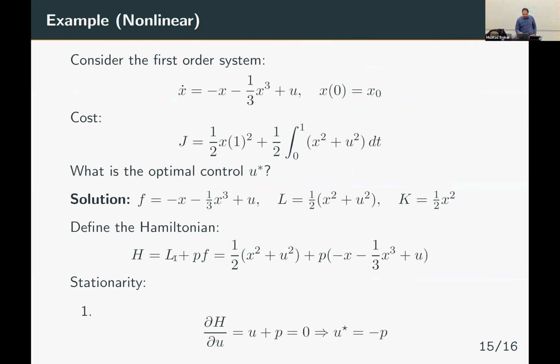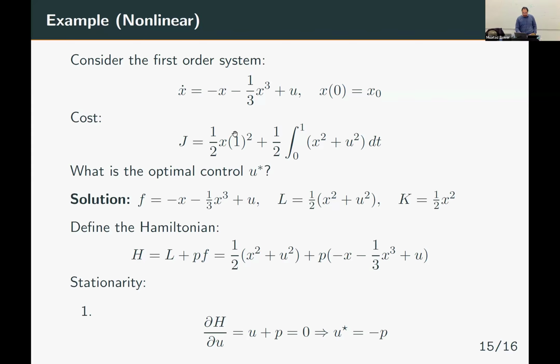Okay? So here's the problem. Consider a first order system, a nonlinear system. X dot is equal to minus X minus a third X cubed plus U, with initial condition X naught given. It's first order, so it's a scalar. Dimension is 1. We are not dealing with vectors here. We're dealing with scalars.